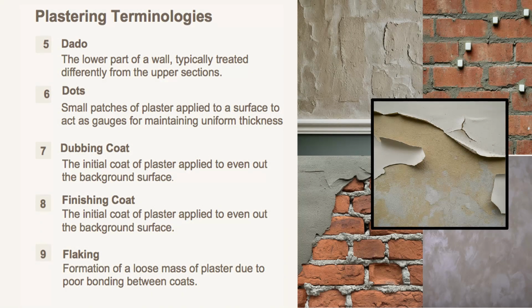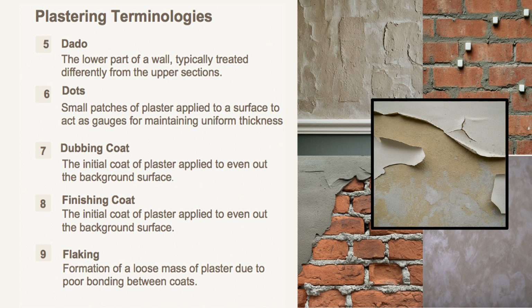Next, dado. The lower part of the plastered wall is known as dado. If you notice, this needs special treatment to make it tougher and more resistant. Next, we have dots. If you have ever noticed small plaster projections on walls, those are dots used to anchor other elements like screeds firmly in place.